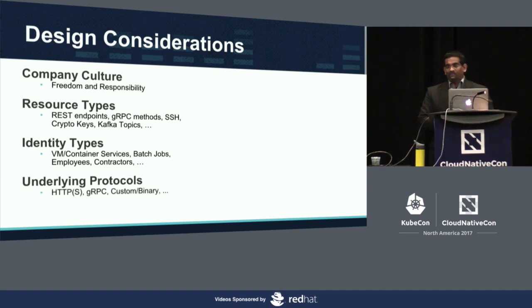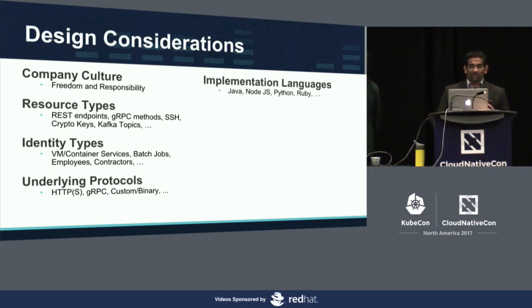Underlying protocols. As I said, it could be HTTP, gRPC, completely custom binary protocols. Implementation languages. Freedom and responsibility again, where people are free to use whatever language they prefer. I mean, there could be a religious war about this, where Java, Scala, Node, Ruby, Python, Rust. All right, and latency. I think this is one of the requirements that I really had to think through.